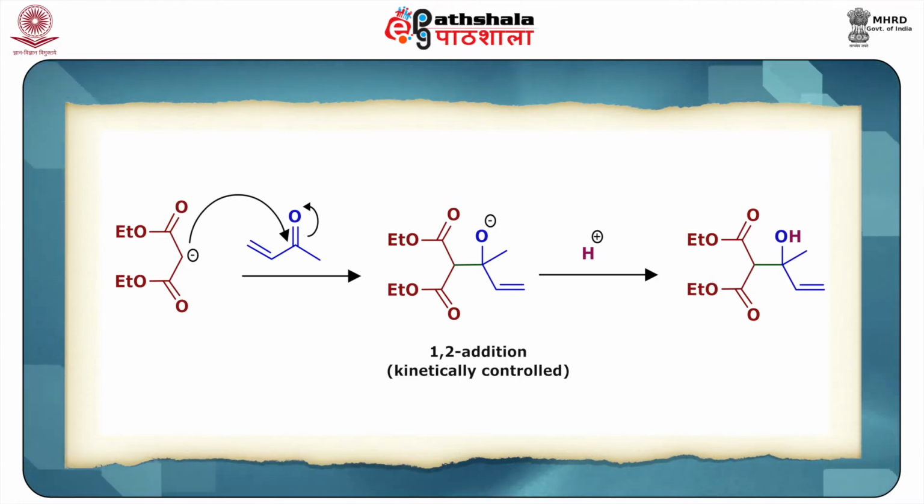Here, if you start with diethyl malonate, then when this is reacted with this conjugated ketone, it will give this 1,2 addition product, which is the kinetic control. And here you can see this O minus in the workup taking this H plus and giving this addition product.